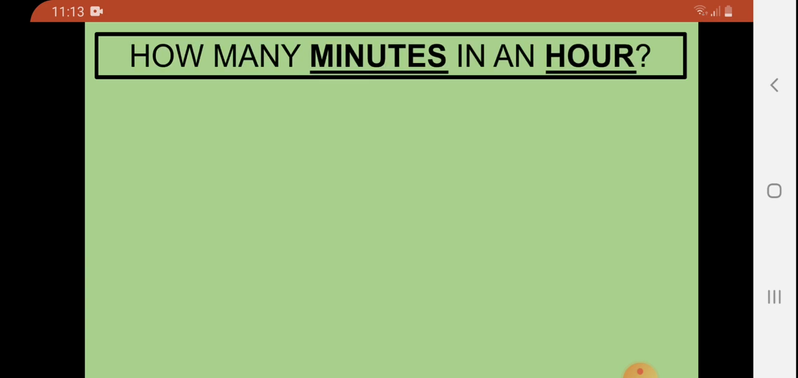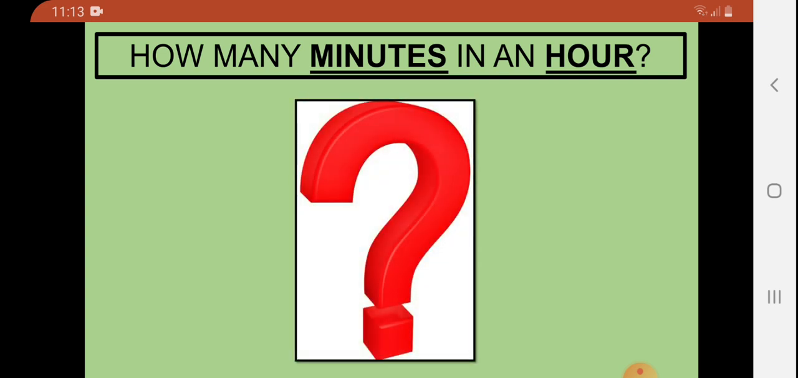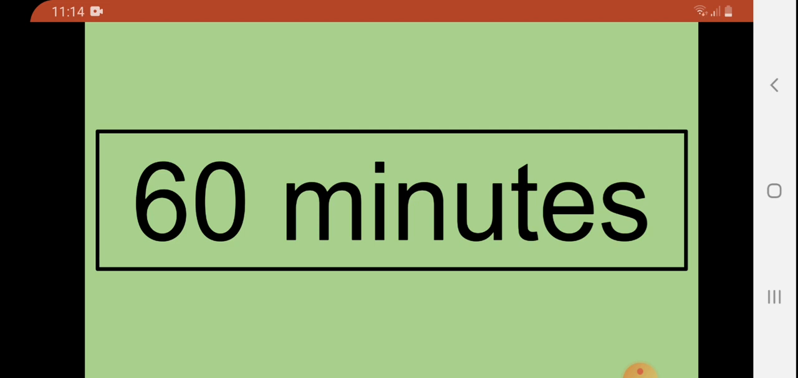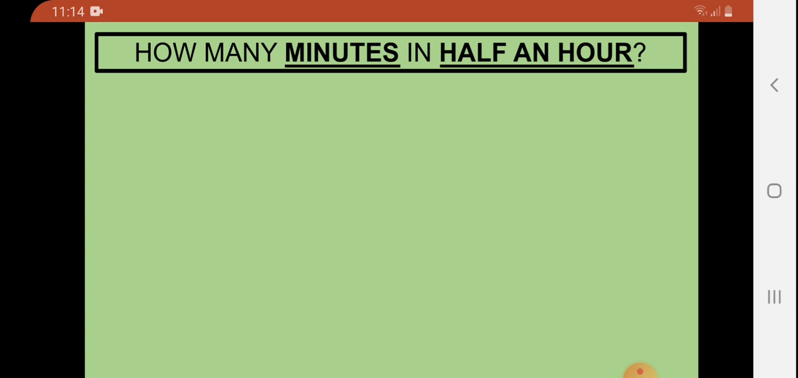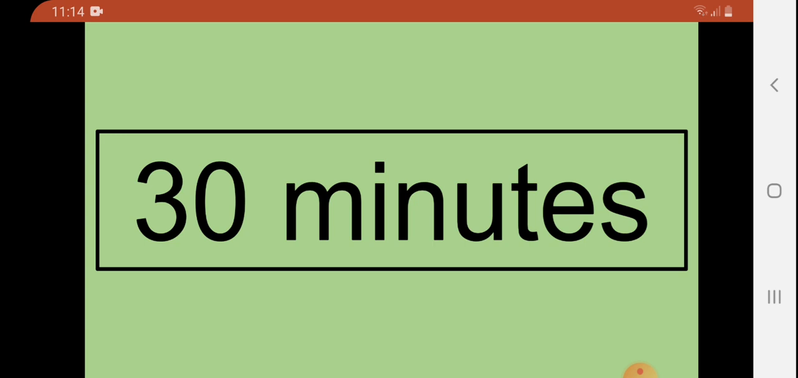How many minutes in an hour? Earlier on, I pointed this out. I'm allowing you time. Perfect, that's a total of 60 minutes. There are 60 minutes in 1 hour. Now, how many minutes in half an hour? Divide 60 by 2. Halving and doubling. Half of 60 is 30. Therefore, there must be 30 minutes in half an hour. 60 minutes in a whole hour and 30 in half.